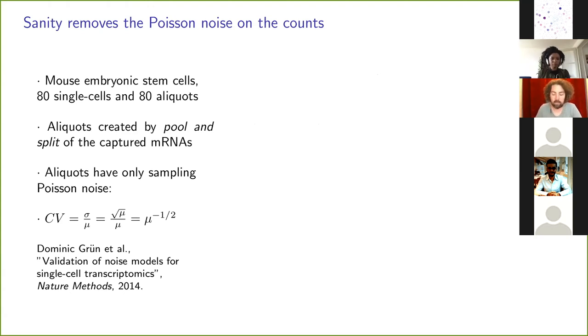So the aliquots were smartly designed by pooling together the mRNA content of several cells and then sampling back a single-cell equivalent content of mRNA. And the nice thing with those aliquots is that, by construction, they have only Poisson noise. And this Poisson noise is well characterized by the strong negative dependence between the coefficient of variation and the mean.